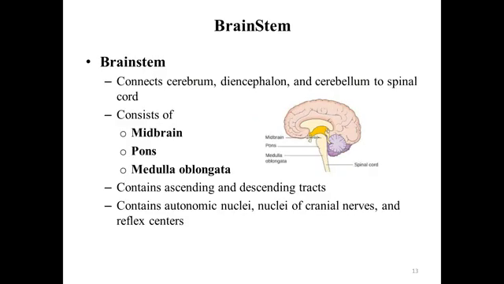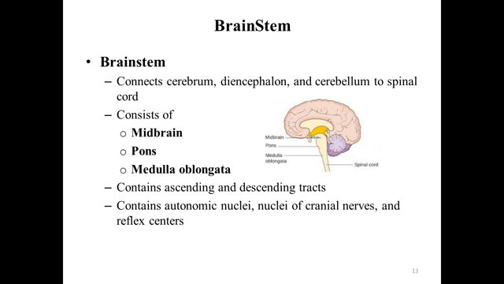The brainstem connects the cerebrum, diencephalon, and cerebellum to the spinal cord. Three regions form the brainstem: midbrain, pons, and medulla oblongata. The brainstem is a two-way passageway for all tracts extending between the brain and spinal cord.